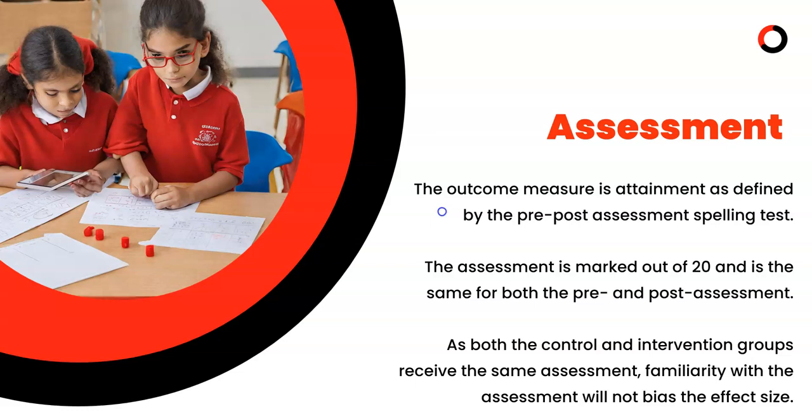Finally, moving on to the assessment. The outcome measure is attainment as defined by the pre and post assessment spelling test. The assessment is marked out of 20, and is the same for both the pre and the post. As both the control and intervention groups receive the same assessment, familiarity with this should not bias the effect size.